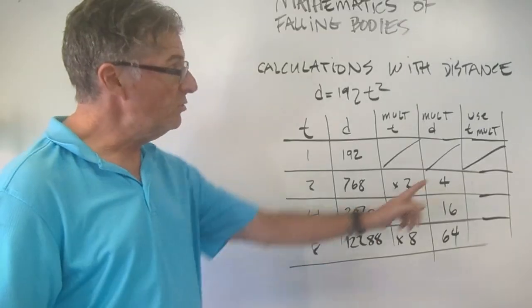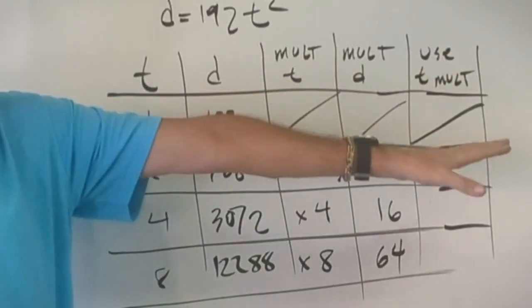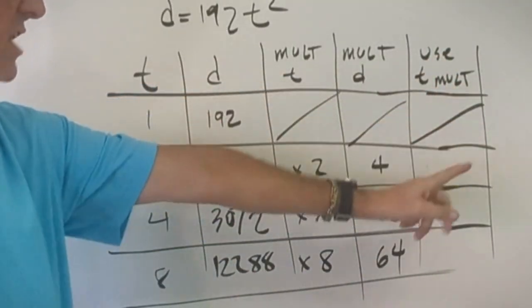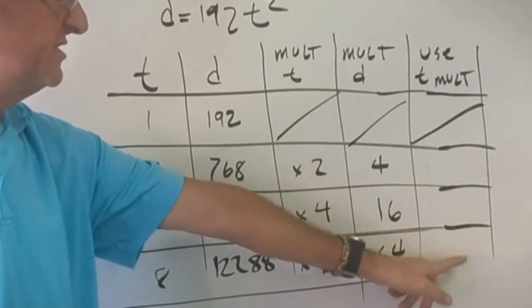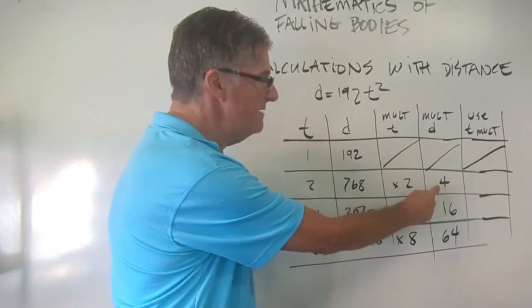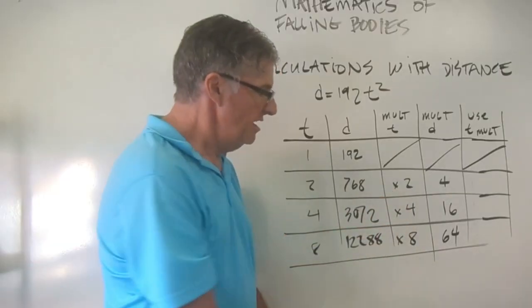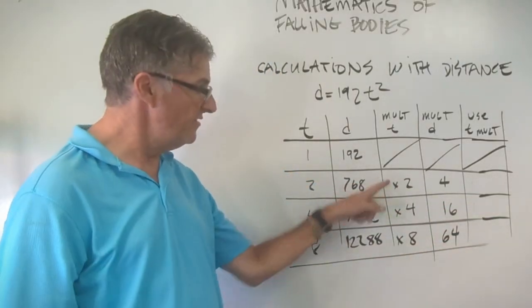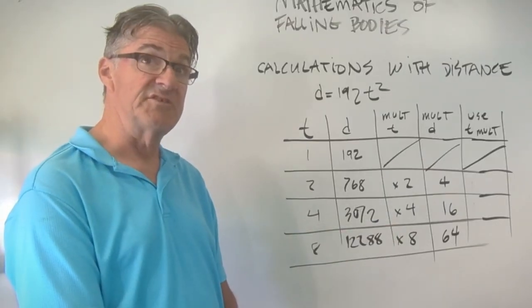Okay, I made a quick change over here, and let's discuss this prompt. Use the time multiplier to express the distance multiplier in these 3 things. So here's our time multiplier. Now we can express the distance multiplier in terms of these numbers. Pause the video real quick and do that.